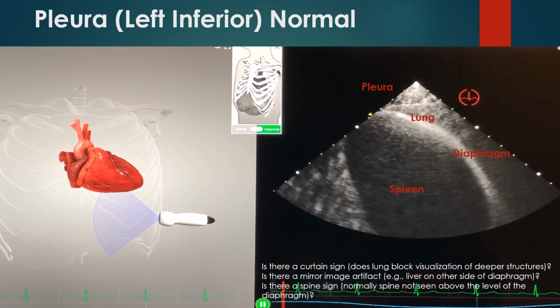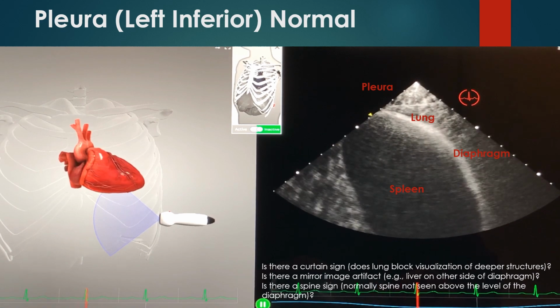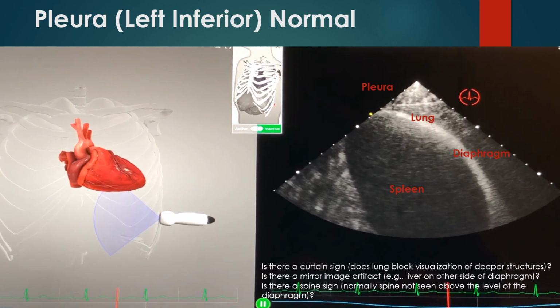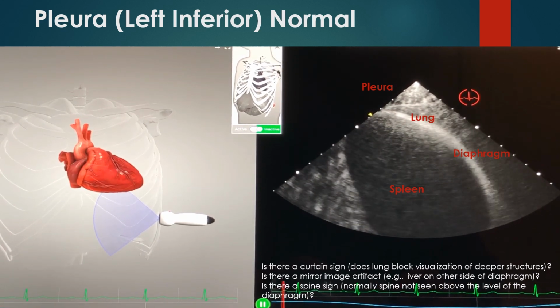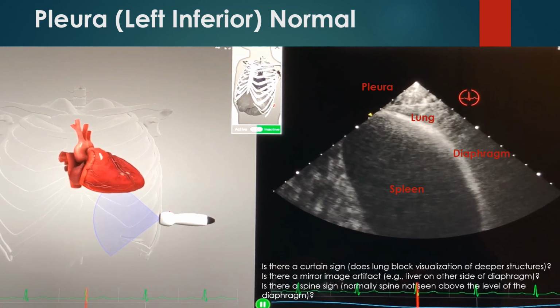You can see a little curtain there of the lung coming down. That's not a B line. That's actually just a little curtain, and you don't see any anechoic region here at all. So you look for a curtain sign. So there's a lung block visualization of the deeper structures. Is there a mirror image artifact?